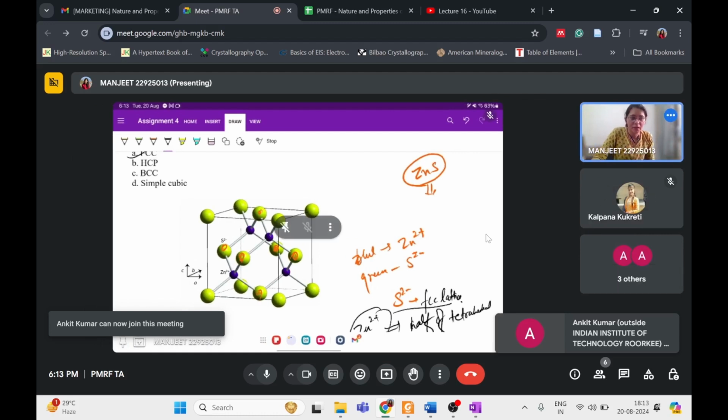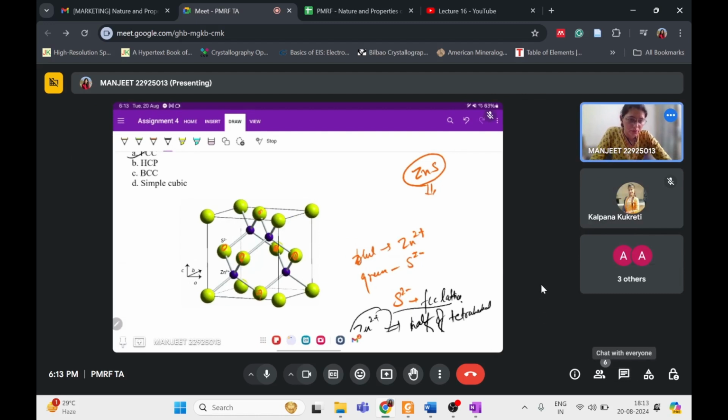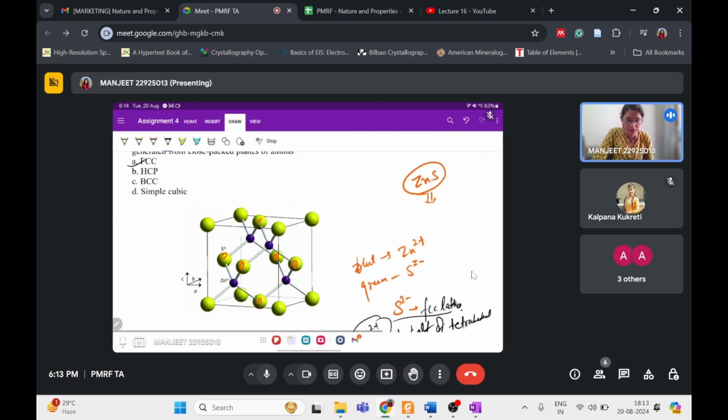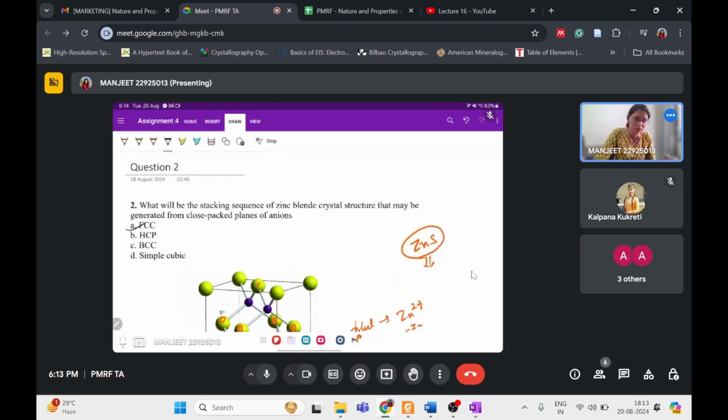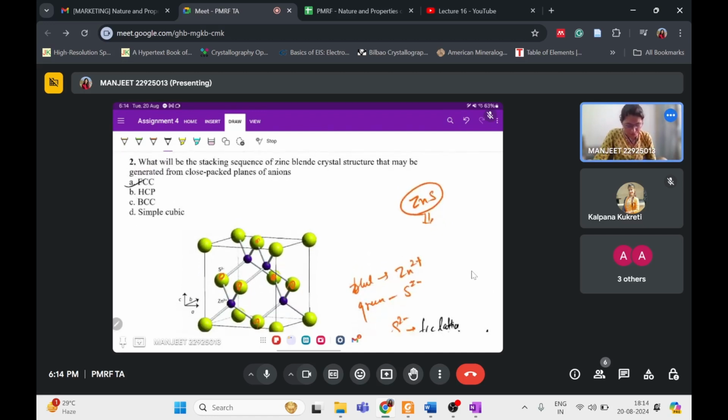Hello Pani, hello Ankit Kumar. We are discussing only question number two, we just started. If you have any question or doubt, please write in the chat box or unmute yourself and ask in between also.